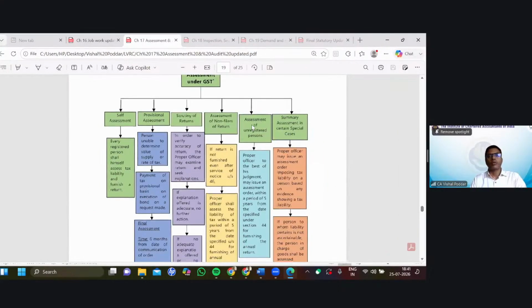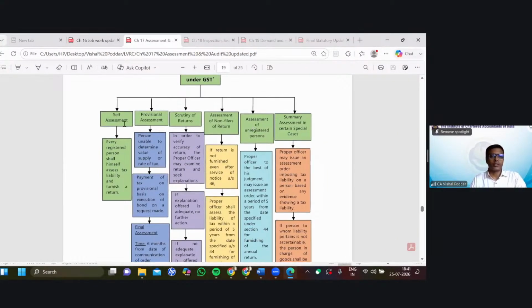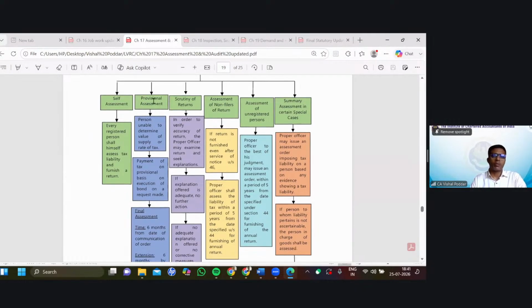So let us go to the different types of assessment under GST. First is self-assessment. So this is the basic rule. Every registered person is required to himself assess the tax liability and file the return. If for some reason you are not able to do it, you can go to the officer.